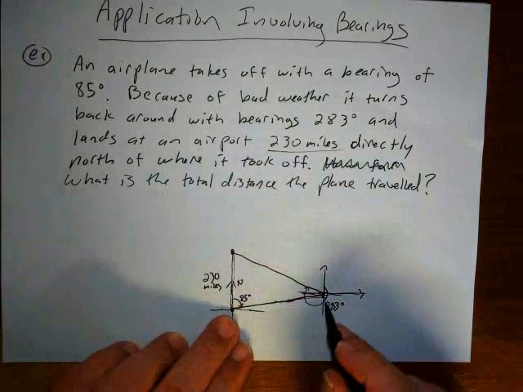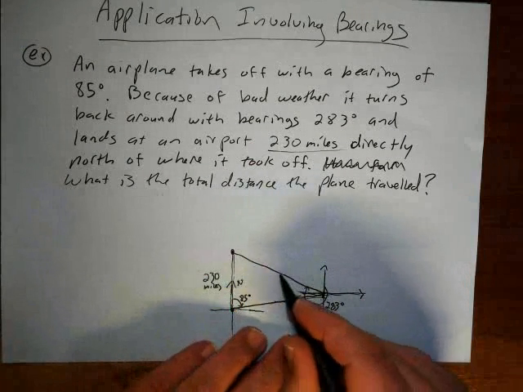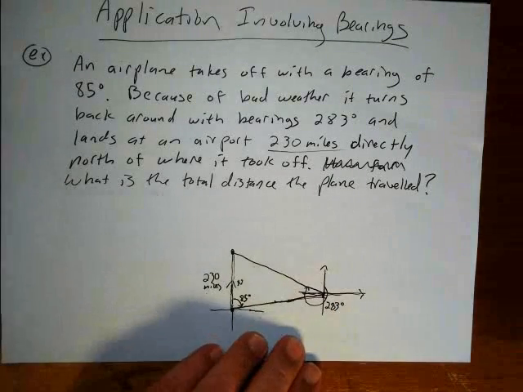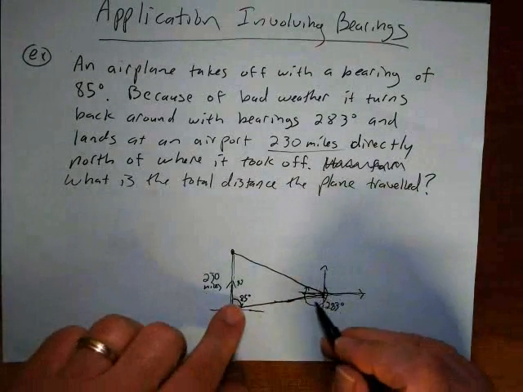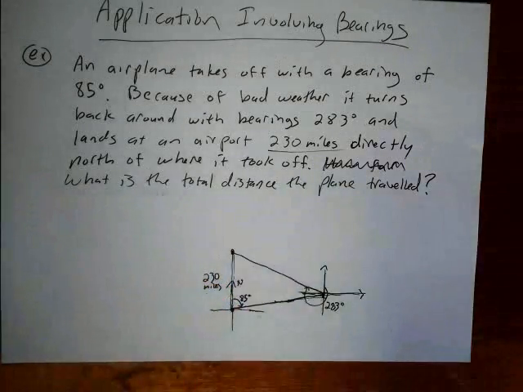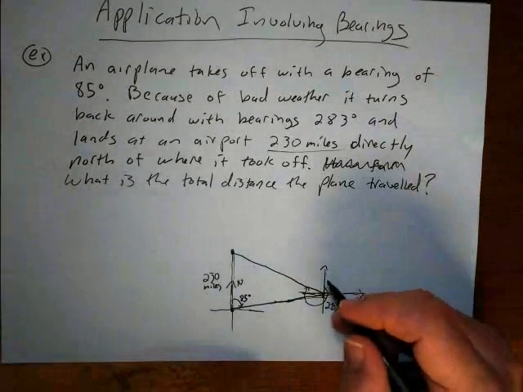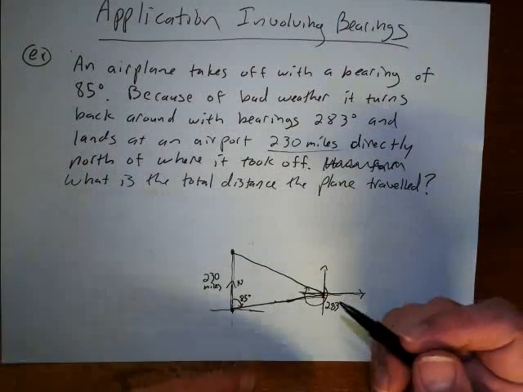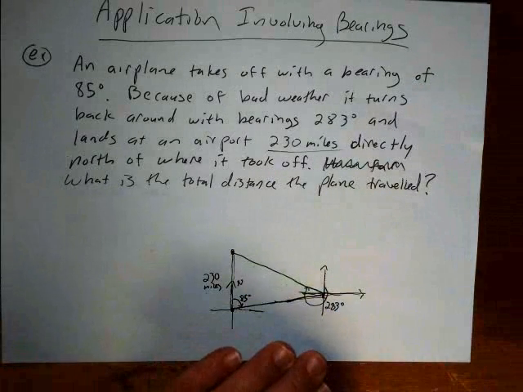I don't know how far it went before it turned around and went back, but I do know the bearing, and it turned around and went back there. So it looks like I'm going to have two angles and a side. That's good. That's what I want for a law of sines problem. Now the question is, which of these angles can I actually figure out, and how do I do it?